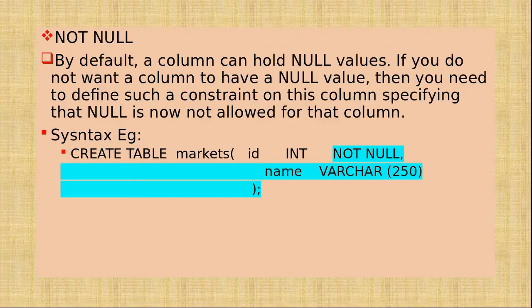Now it is time to discuss these constraints briefly. First one is not null. By default, a column can hold null values. If you do not want a column to have a null value, then you need to define such a constraint on this column specifying that null is now not allowed for that column. You can see a simple example for that constraint. Please refer to it closely.